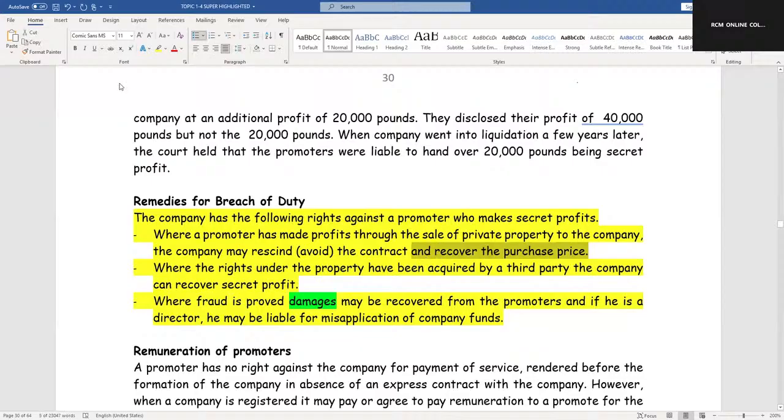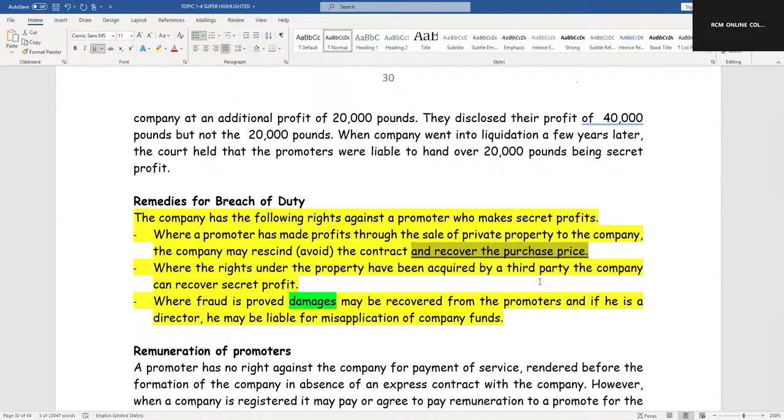This applies majorly if the asset is still in existence within the company, but maybe this asset has already been sold to a third party. So where the rights under the property have been acquired by a third party, the company no longer holds the asset that was sold by the promoter. They have sold it to another person, so it is not within their means.